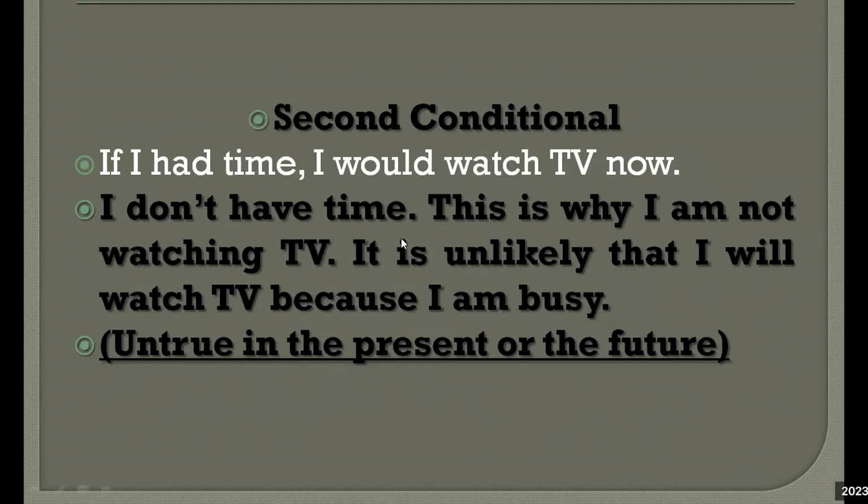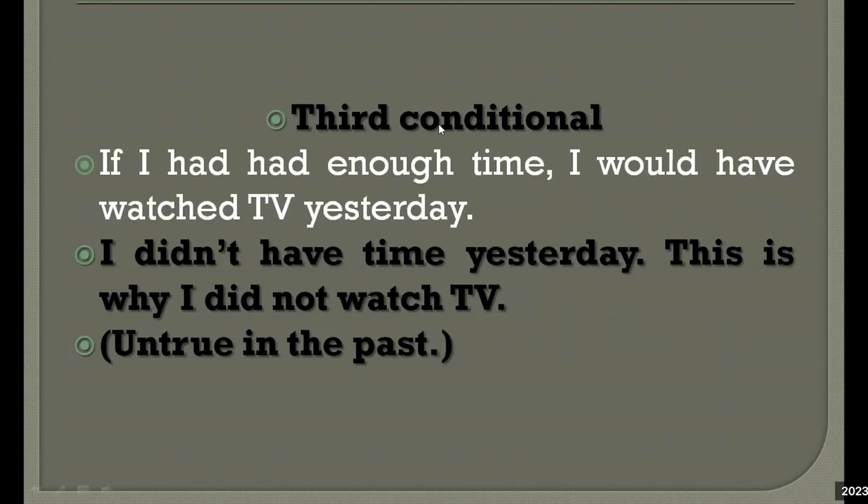We use the second conditional to talk about situations which are untrue in the present or in the future. We use the past in the first part of the sentence, would plus the infinitive in the second part of the sentence. Finally, we have the third conditional. If I had enough time, I would have watched TV yesterday. This means that I didn't have time yesterday, and this is why I didn't watch TV. We use it to talk about situations which are untrue in the past.